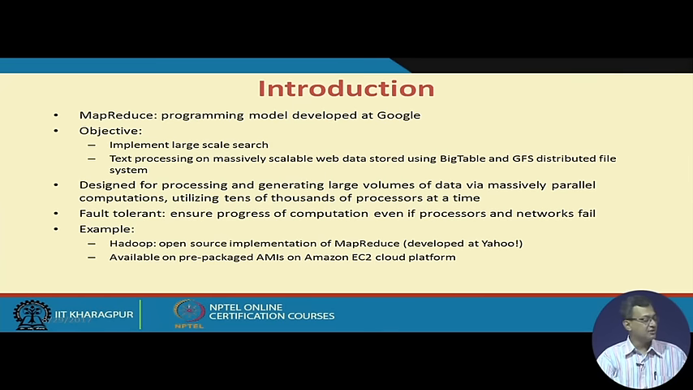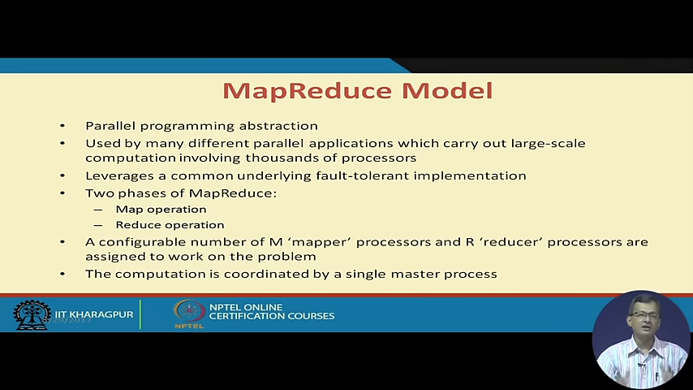There are several things like Hadoop, an open source implementation of MapReduce. Incidentally it was developed by Yahoo, and is available on pre-packaged AMIs on Amazon EC2 and so on. Apart from its history, it is a parallel programming abstraction, right, used by many different parallel applications which carry out large scale computation involving thousands of processors. As we have said, the underlying implementation is fault tolerant, both on the data side and on the processor and network side, right.